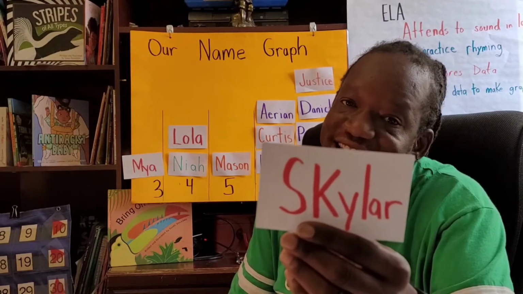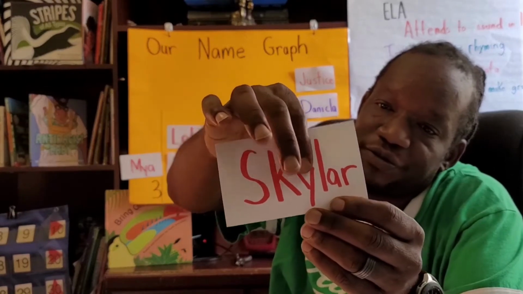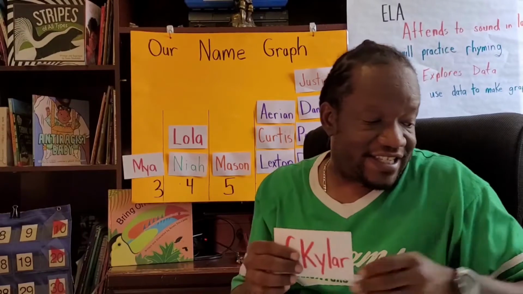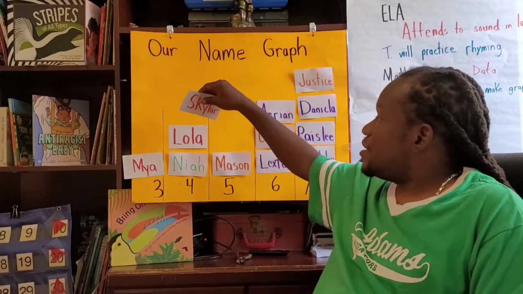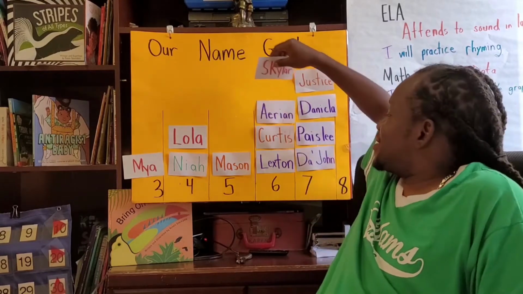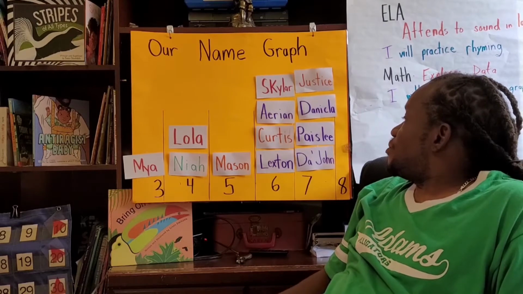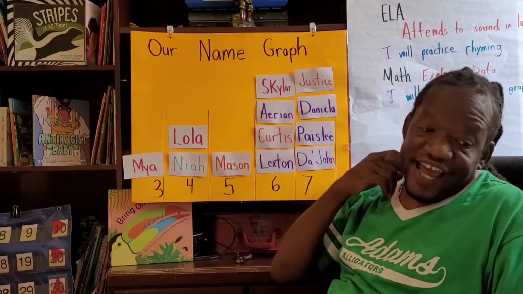And whose name is this? Skylar. Hi, Skylar. Skylar has how many letters? 1, 2, 3, 4, 5, 6. Yes, Skylar has 6 letters. So I'm going to put her under 4. No, oh no, it goes under 6. Ooh, if we look, which numbers have the most names? Ooh, 6 and 7 look like they're tied.